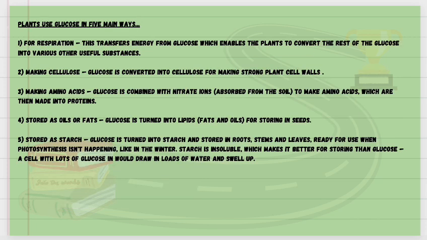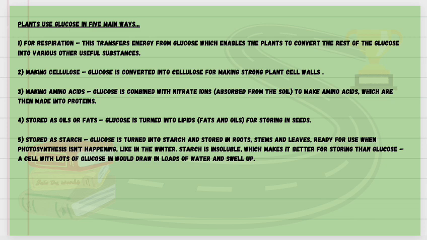Plants use glucose in 5 main ways. For respiration, this transfers energy from glucose, which enables the plants to convert the rest of the glucose into various other useful substances. Making cellulose. Glucose is converted into cellulose for making strong plant cell walls.